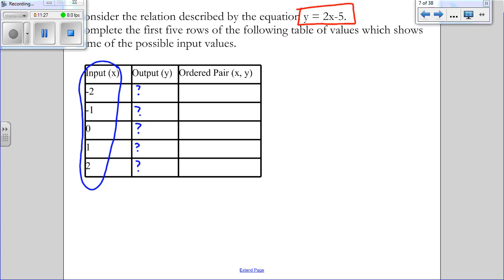I'll do one with you, I'll do two with you, and I'll let you try to do three of them on your own. So if my input, or my x, is -2, I need to substitute that in for my x value in my equation. That means I now have y equals 2, and instead of x, I'm going to put my input value, -2, minus 5. So notice that the equation stayed the exact same. The only thing that changed was instead of x, I put an input value.